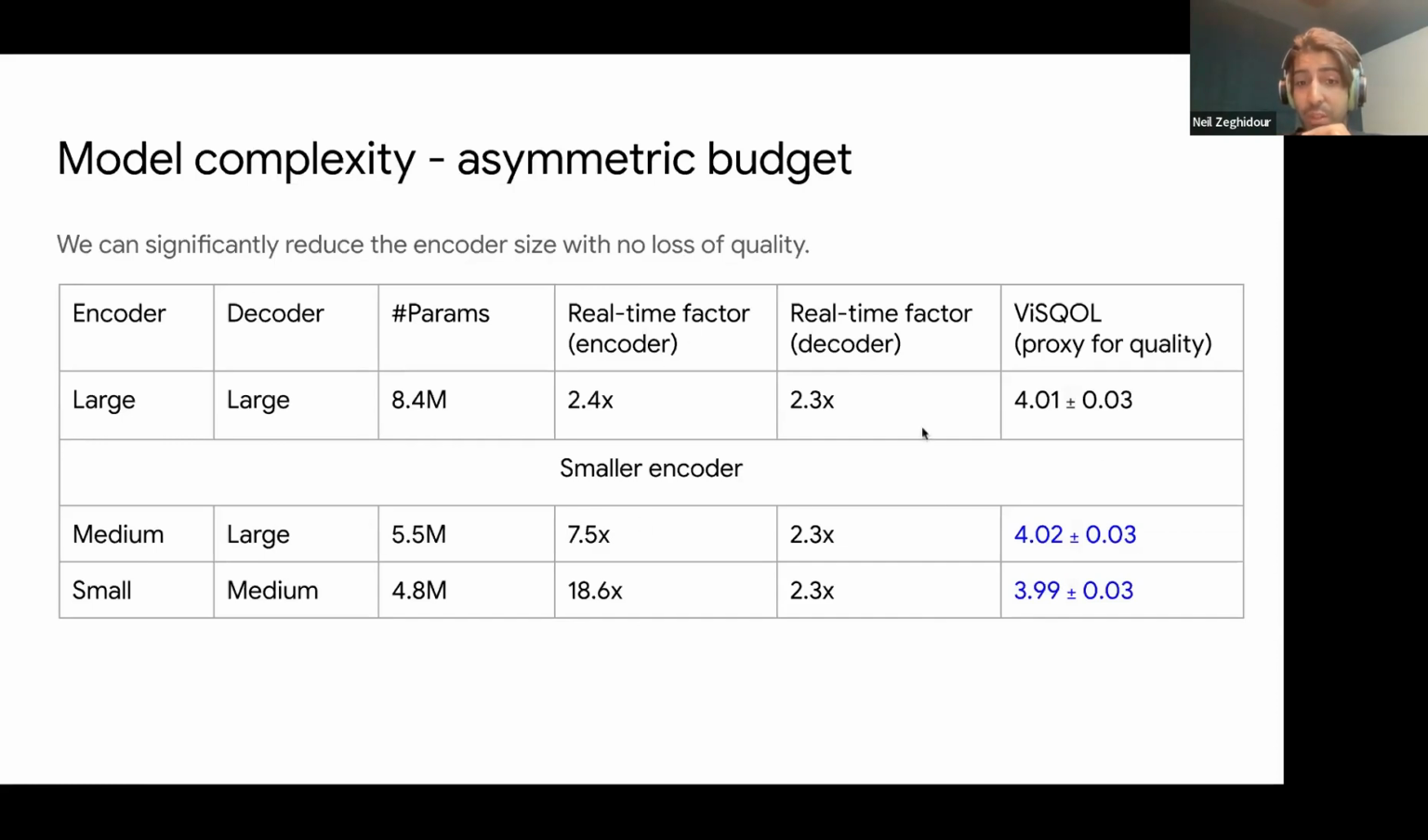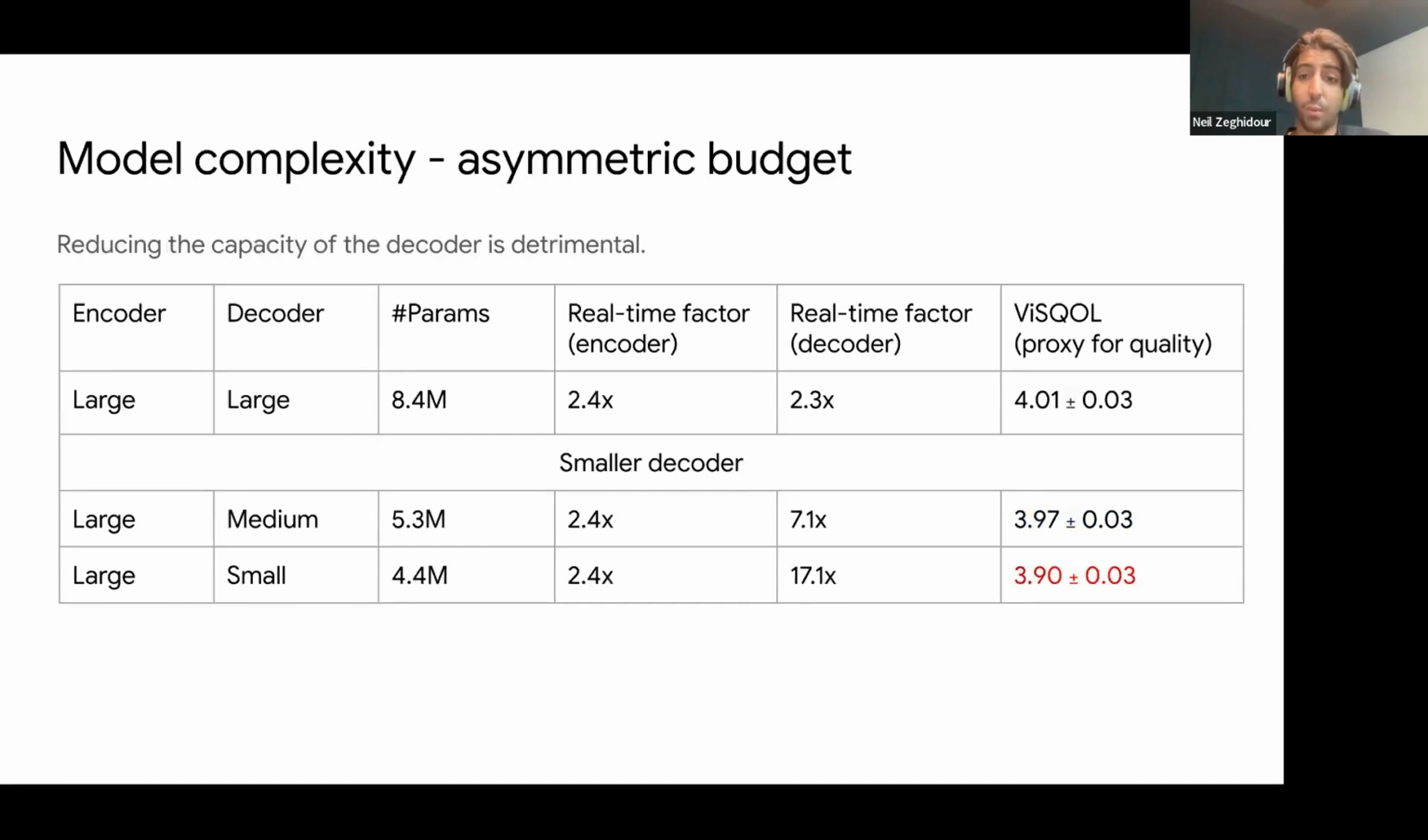However, the real time factor is going to increase from 2.4 to 18.6 for the encoder. So we get a very large speedup at a very moderate cost in performance, which is really not the case if we do it on the decoder side. The same reduction in computation on the decoder side is going to harm the performance much more than if we did it on the encoder side.